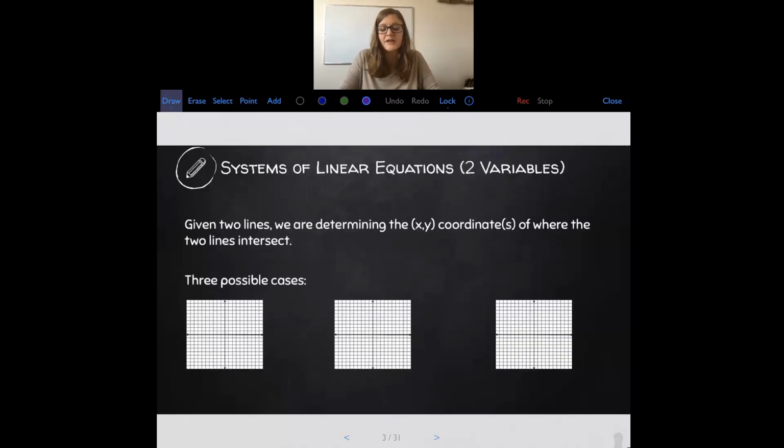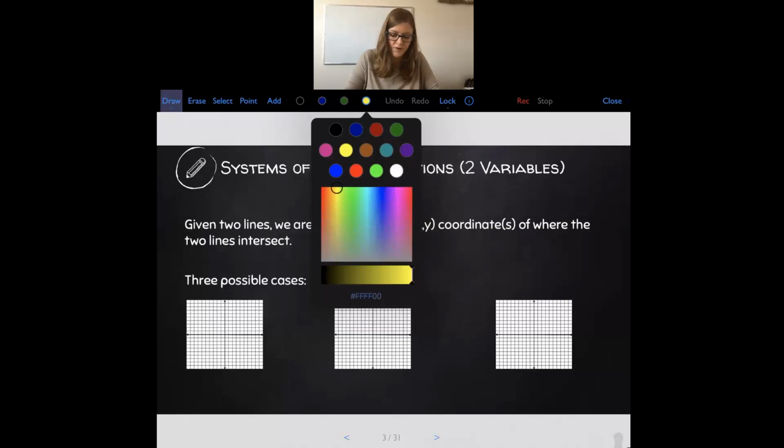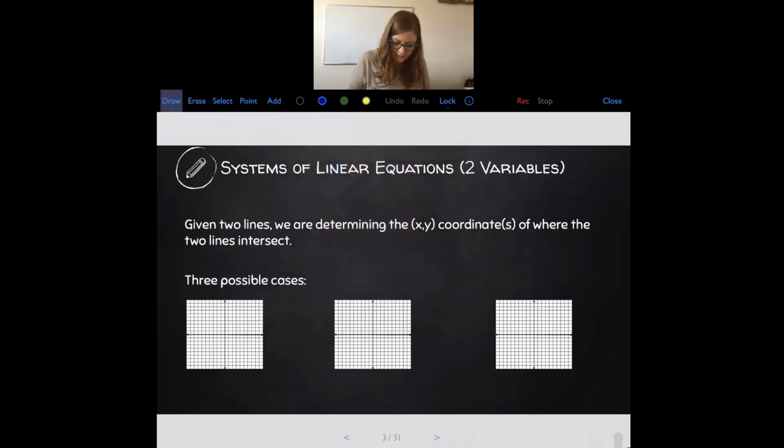So typically when we're given a system of linear equations, what we're going to be working with are two lines. Given two lines, the goal when solving the system is to determine the xy coordinates of where the two lines intersect. There are three possible outcomes which I'm going to demonstrate visually. If we have two lines, they could intersect at one point, so there would be one xy pair or one solution.